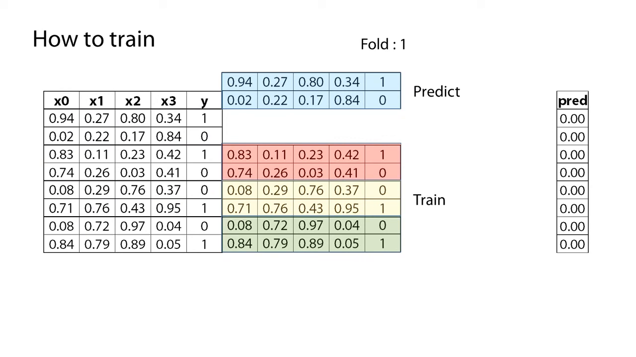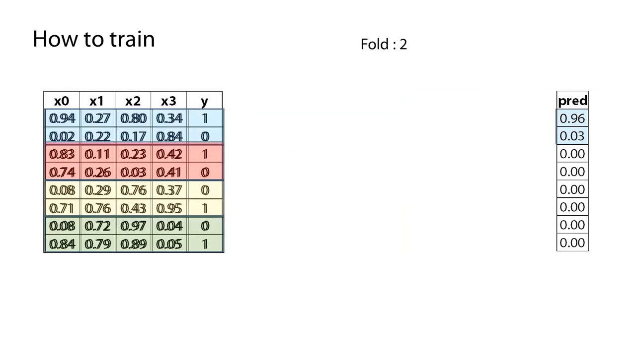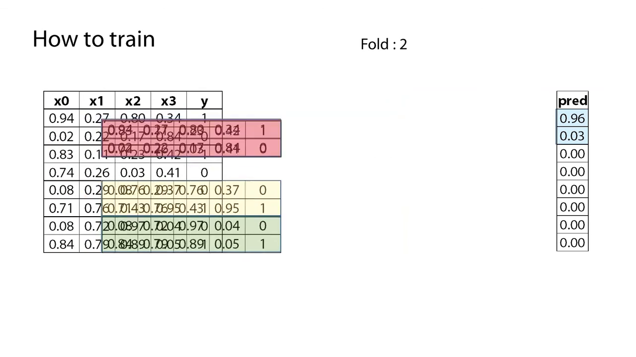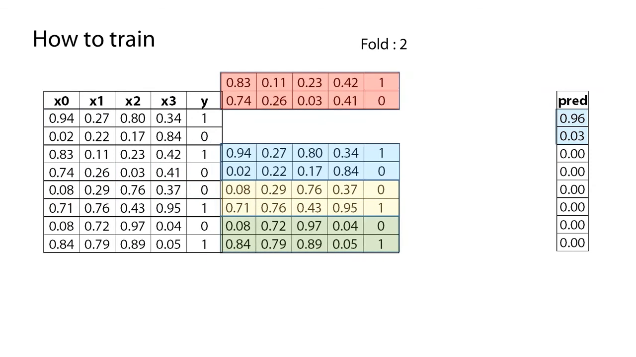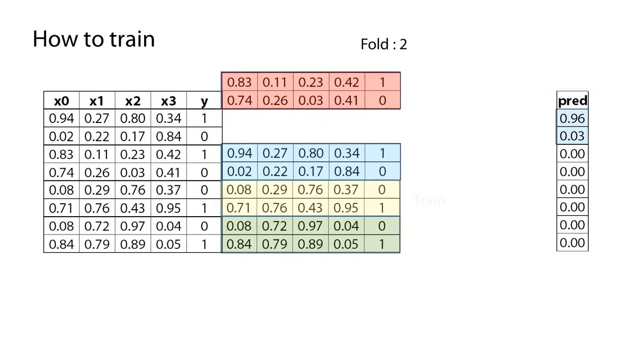Then I'm going to take these predictions for the blue part and put them into this prediction vector in the corresponding locations of these rows in the original data set. These are the first 2 rows. Now I'm going to repeat this. So I'm going in the second fold, I'm going to merge the blue, the yellow, and the green part and put them in the corresponding location in the prediction vector.